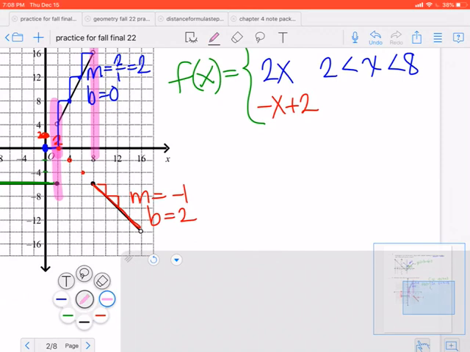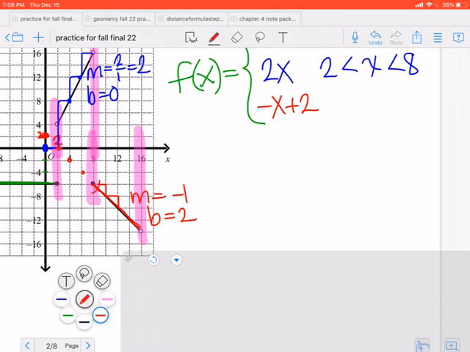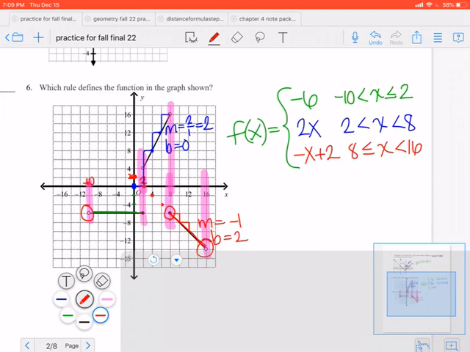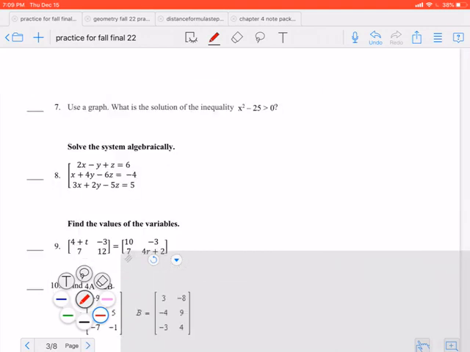And its domain between 8 and 16. Closed circle on the 8, open circle on the 16. So 8 is less than or equal to x is less than 16. Piecewise functions.